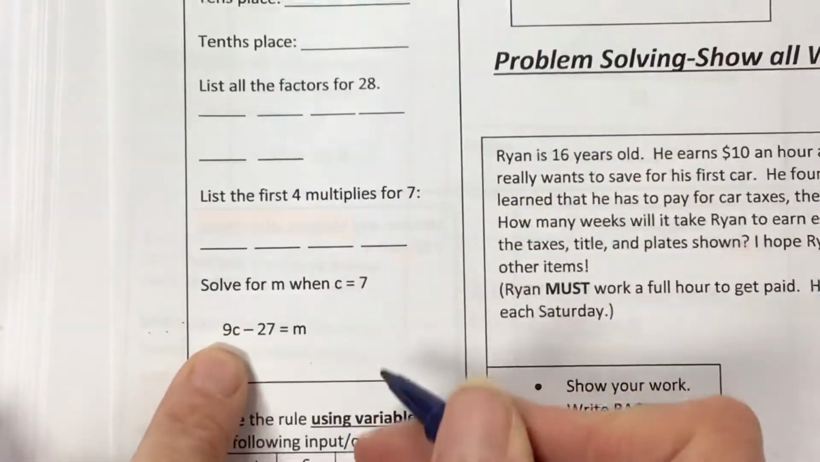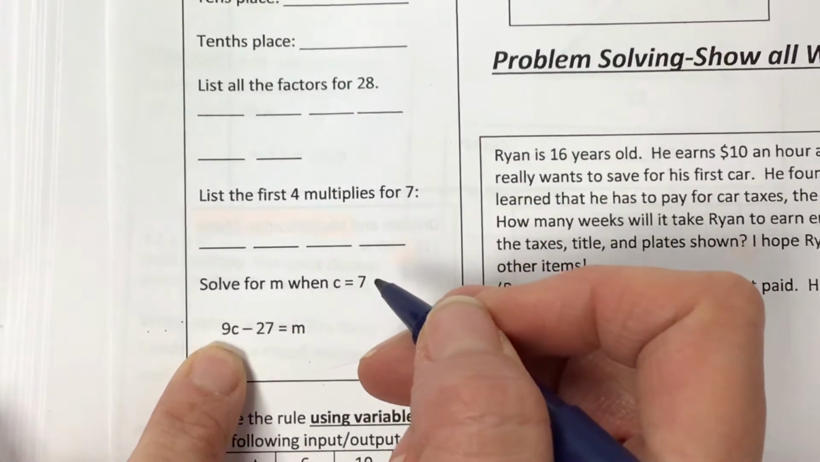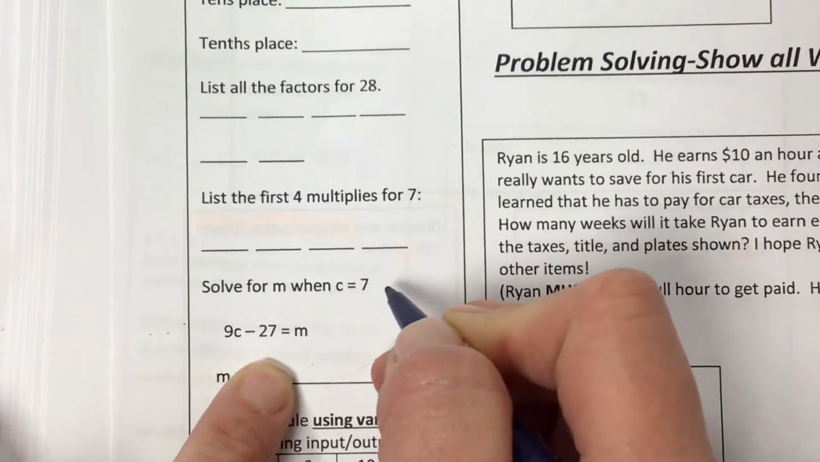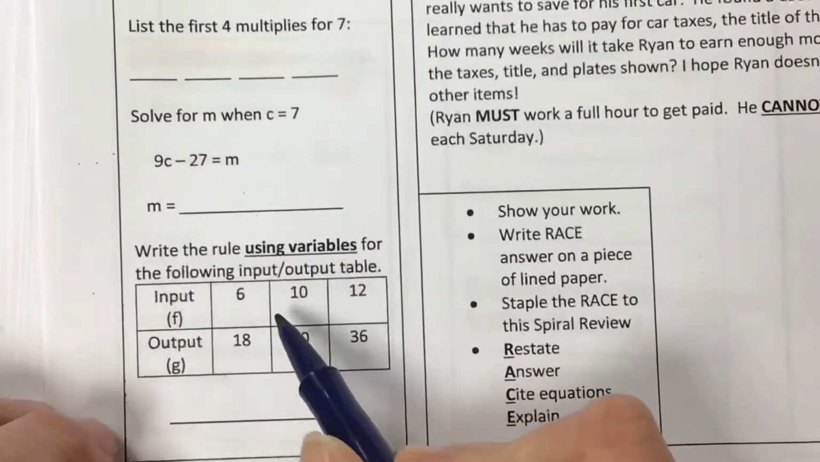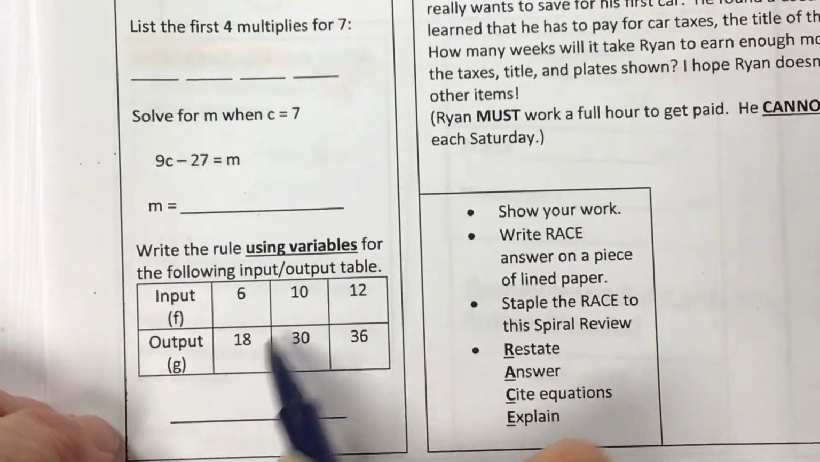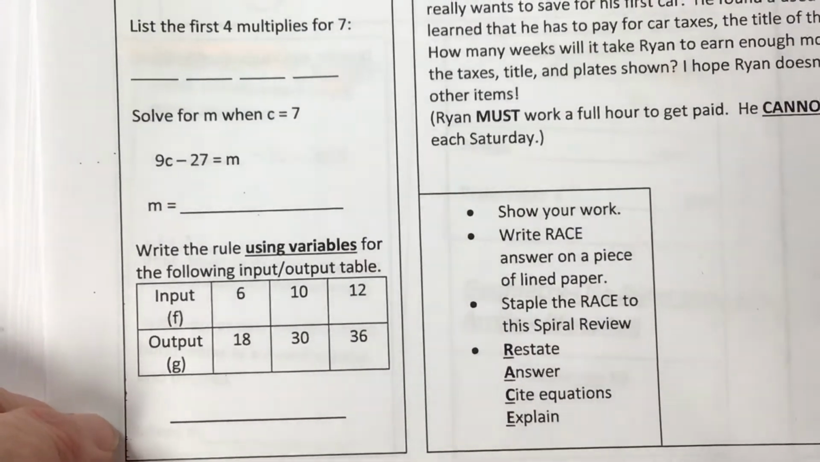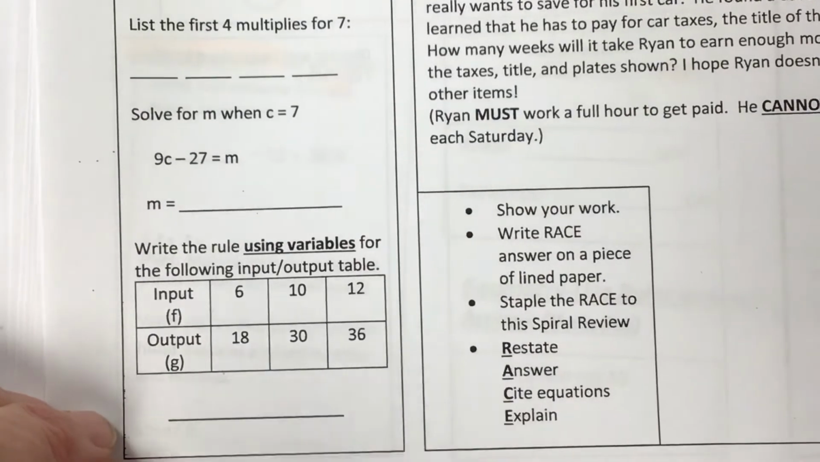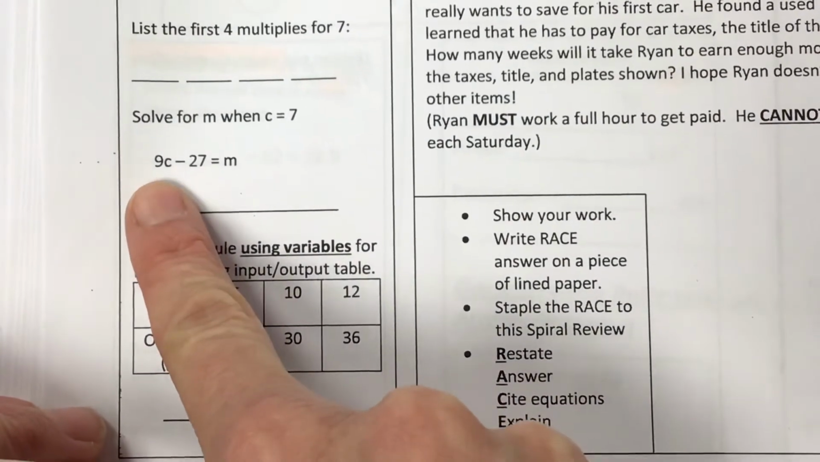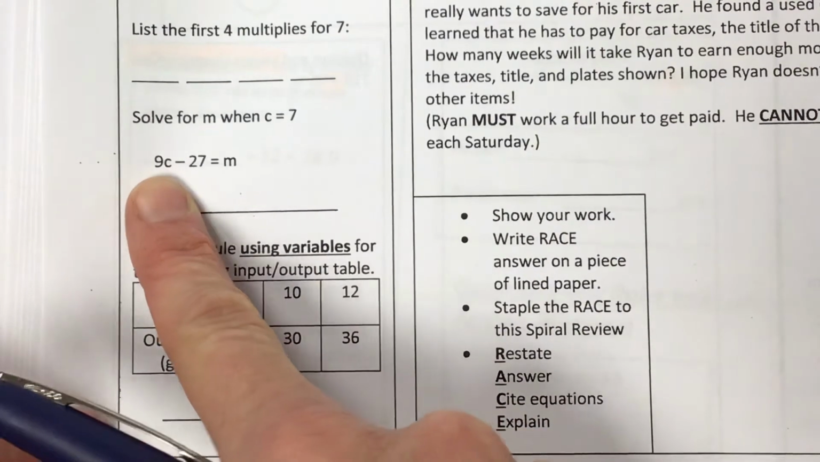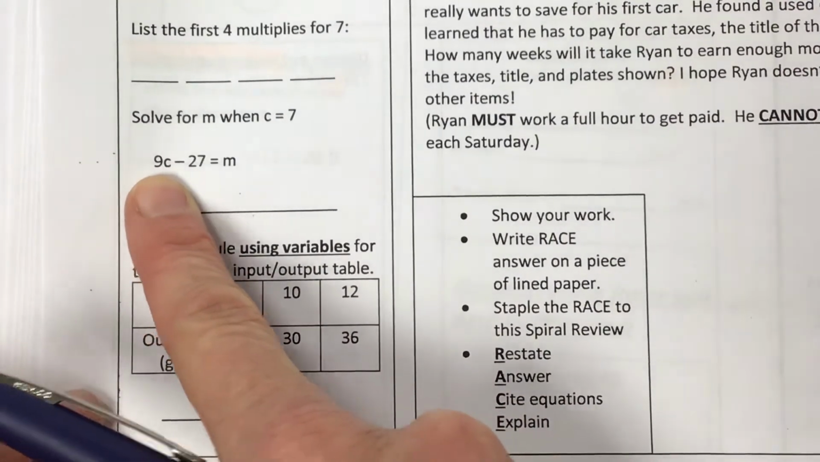Okay, remember 9C means 9 times C. And then subtract 27. Okay, here we have a rule using variables. Okay, it's a one-step rule. But don't forget, if it's multiplication, you need to write it like this, not using the multiplication symbol.